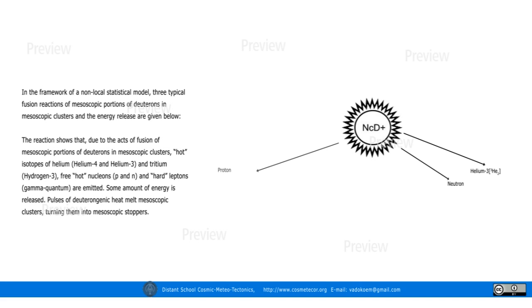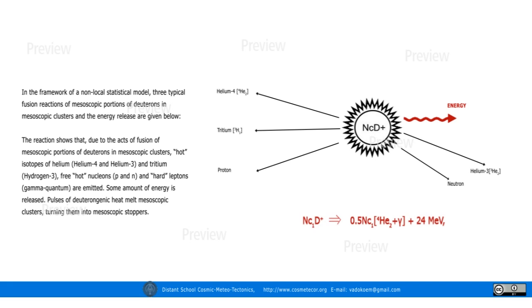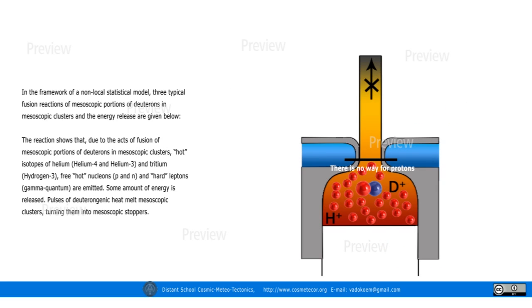In the framework of a non-local statistical model, 3 typical fusion reactions of mesoscopic portions of deuterons in mesoscopic clusters and the energy release are given below. The reaction shows that, due to the acts of fusion of mesoscopic portions of deuterons in mesoscopic clusters, hot isotopes of helium, in other words helium-4 and helium-3, and tritium, hydrogen-3, free hot nucleons, P and N, and hard leptons, gamma quanta, are emitted. Some amount of energy is released.